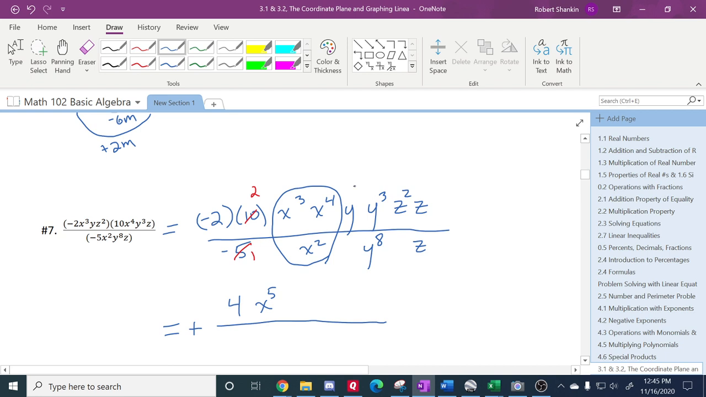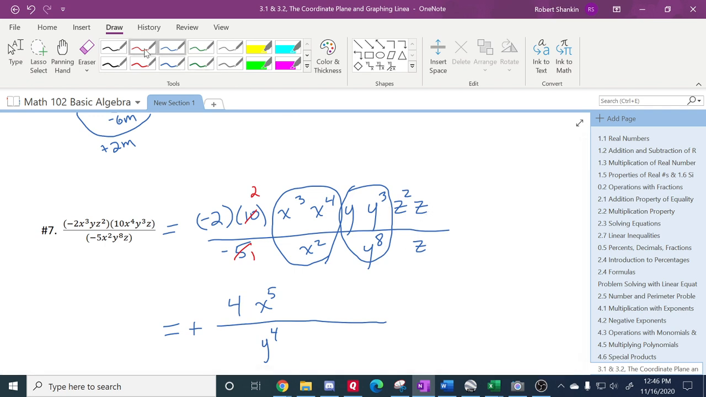And then I'll look at the y's. I'll have 4 of them on the top, expand that out at the bottom, you know, 8 y's. And there'll be 4 extra y's on the bottom when I cancel them out. It'll be y to the 4th over y to the 8th.